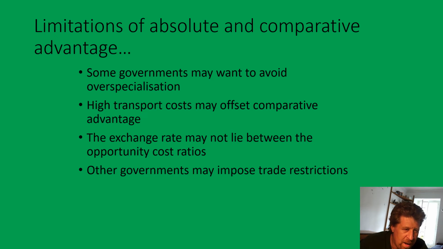High transport costs might offset the comparative advantage. By the way, just to say, to avoid over-specialisation, they could be subsidising tourism. They did this a lot in the years when Ryanair was so cheap to fly to Turin, because the government was subsidising it. They wanted to increase the tourism industry.